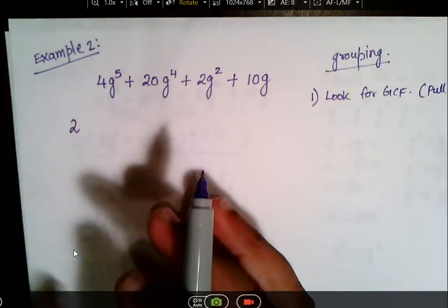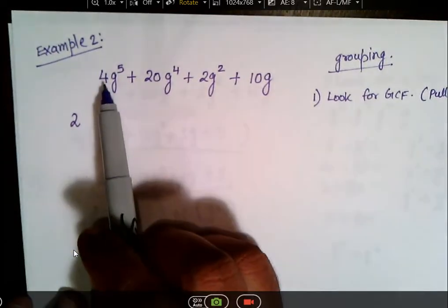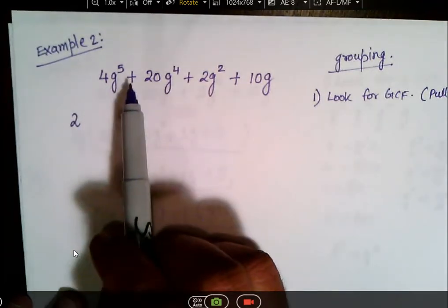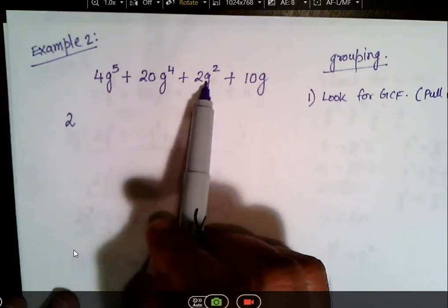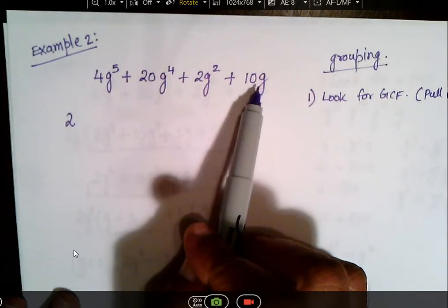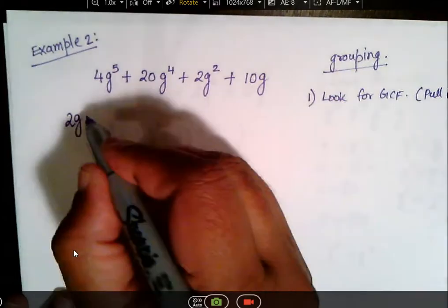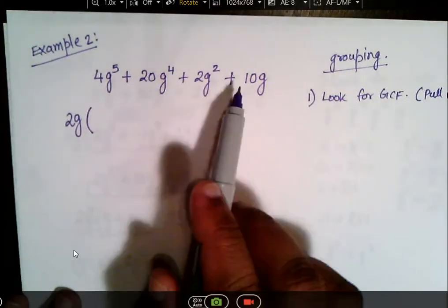If you want to stop the video and figure it out by yourself, please do so. My greatest common factor between the numbers is a 2. My greatest common factor between the variables g power 5, g power 4, g square and g: always the lowest power is going to come out as the greatest common factor. So my g is a greatest common factor. So I have to write out what's the other factor that's left out of these 4 terms.